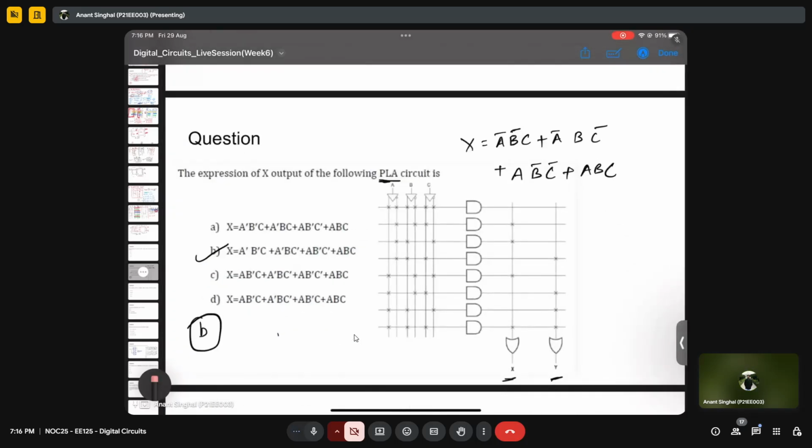Sir, that single line represents three connections, A bar, B bar, C bar, sir. Yeah, yeah. It is just a way of representing it. It is actually, I mean, more inputs. But yeah, this single line represents A bar, B bar, C. That is true. Okay, sir. Thank you, sir.